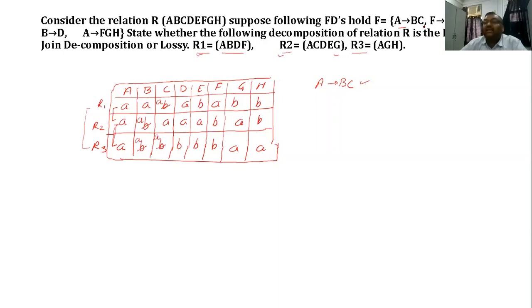Now see the second FD, F determines A. When checking F determines A, in the F column there is no pair of a, so we don't need to do anything. Now see CD determines E. When you check this FD, CD determines E, in C and D there are pairs of a, but since CD is on the left-hand side, all a's must be there in both C and D.